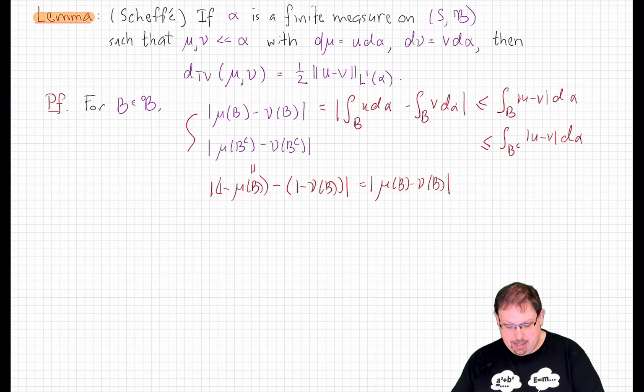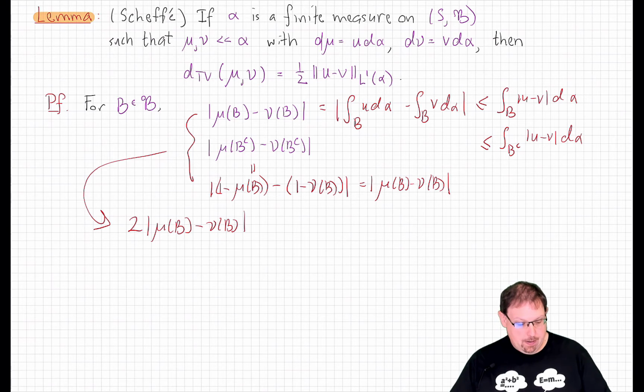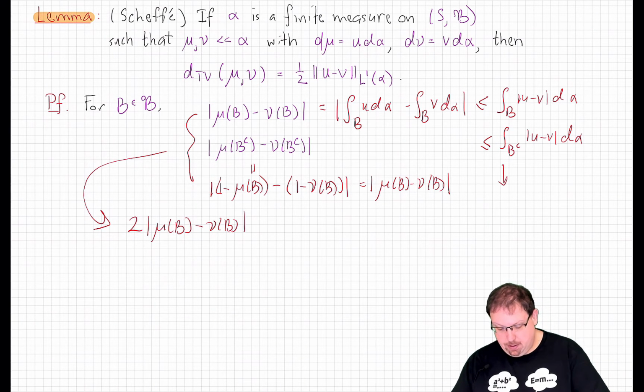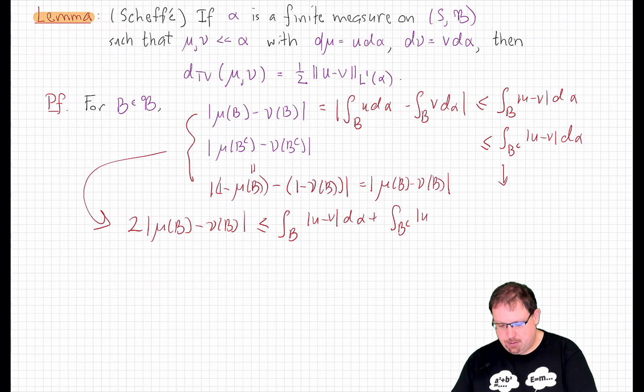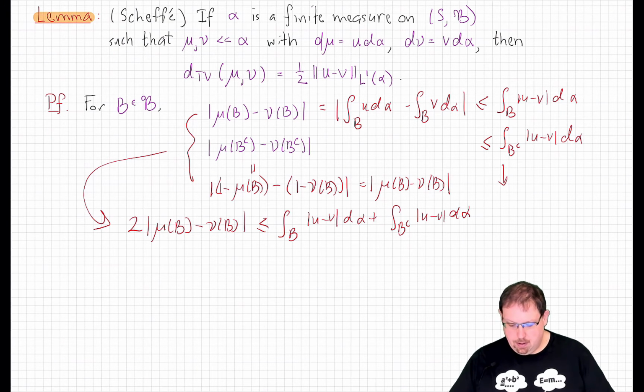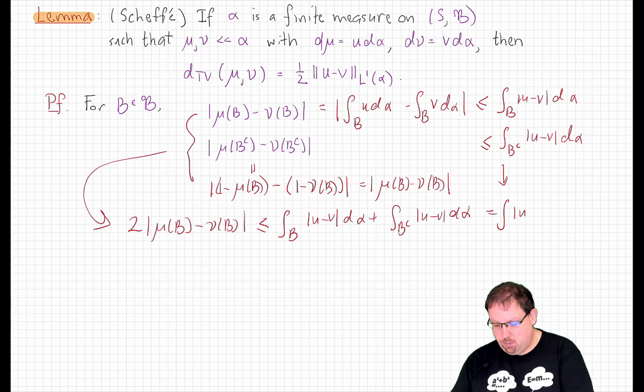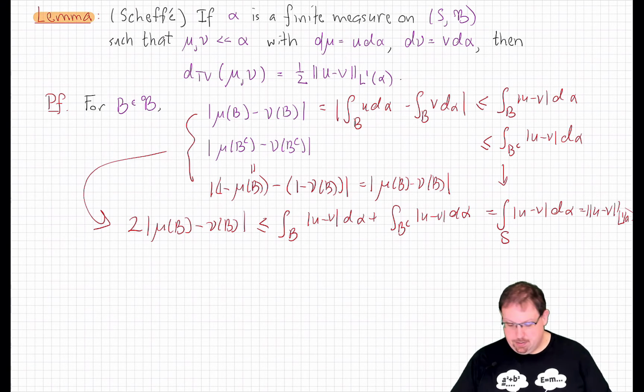Therefore, if I add these two up, I just get twice the distance between mu of b and nu of b. And that's going to be, by what we proved here, less than or equal to the integral over b of the absolute value of u minus v plus the integral over b complement of the absolute value of u minus v. But those add up to just the integral over the whole space of the absolute value of u minus v, which is the L1 distance between their densities. And so that's where the 2 comes from here, and that gives us the upper bound.